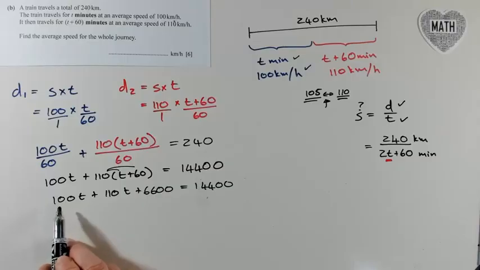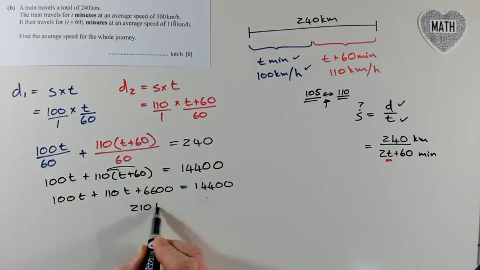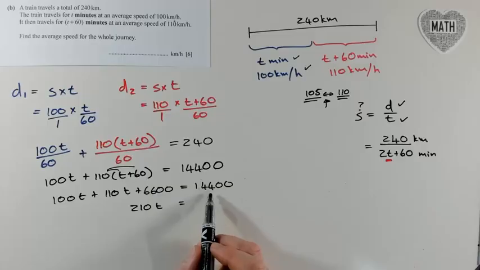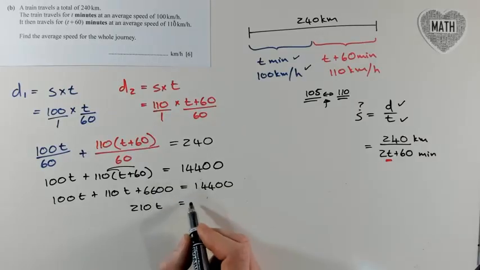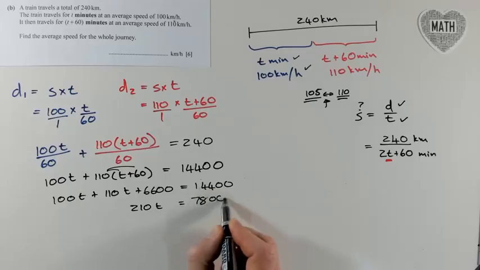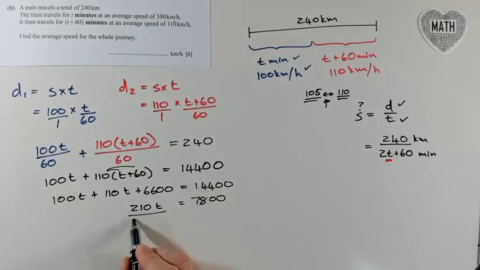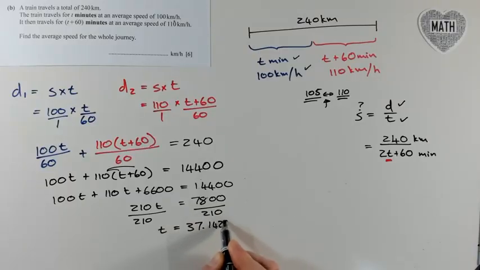And now I have 100t plus 110t, so that should be 210t. And this is 14,400 minus 6,600. Just taking this over, so I'm going to have 7,800. And to get t alone, I'm going to divide by 210 on both sides. And then I get t is equal to 37.1428, blah, blah, blah. Important to note is time is still in minutes.